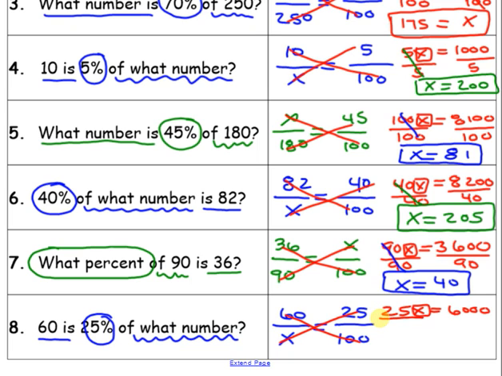Box your variable, divide by 25. Do that to both sides to be fair. The 25s cancel. You're left with x equals, and 6,000 divided by 25 is going to be 240.